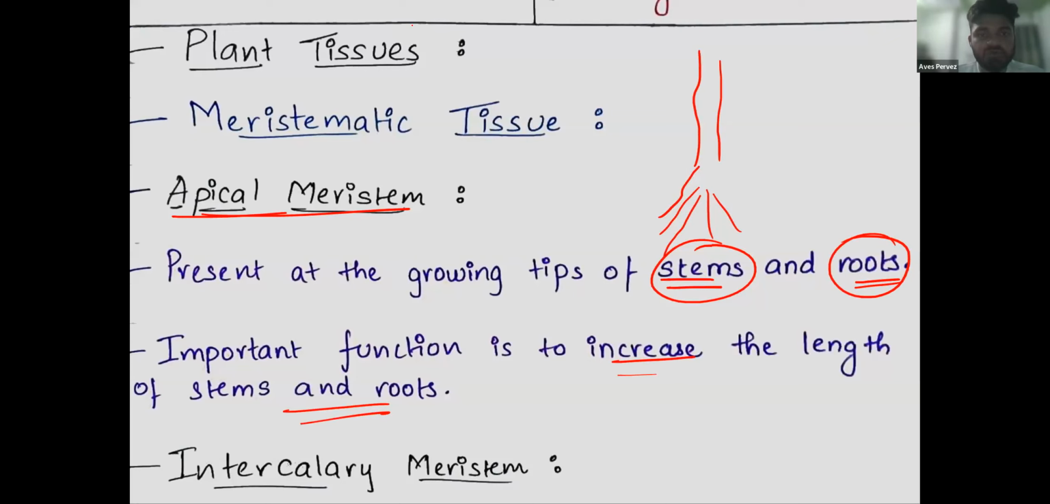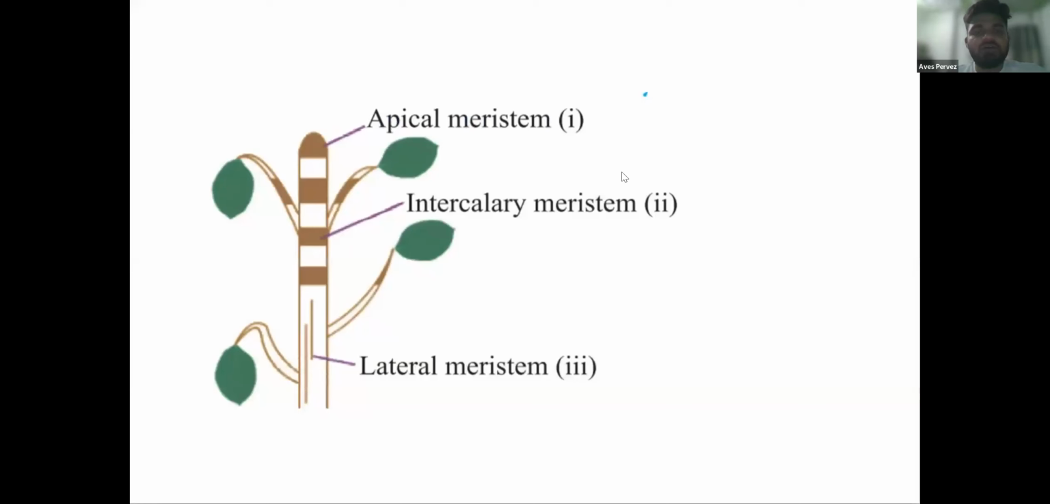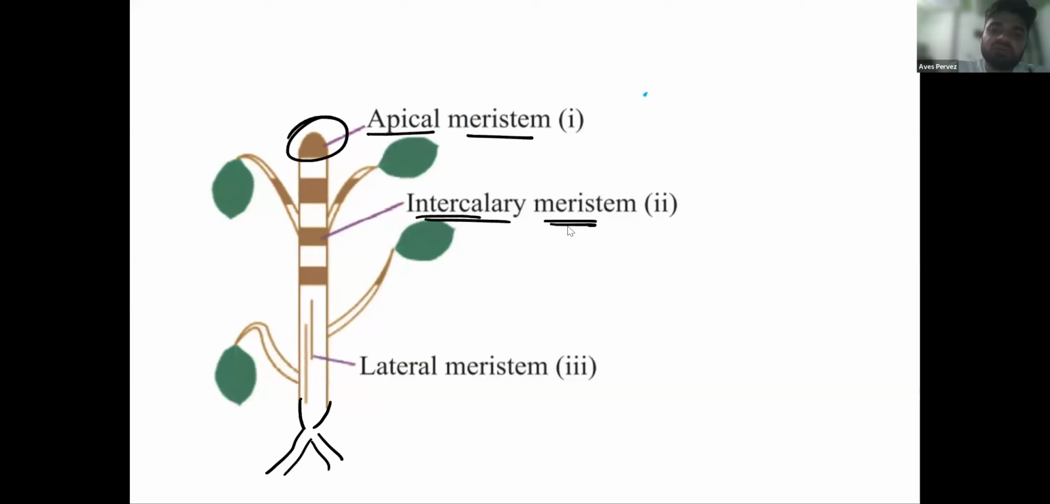So let me show you how this meristematic tissue looks. Here it is, you can watch it like this. This is the apical meristematic tissue, present at the tip and responsible for increasing the length. It is also present at the root. The intercalary tissue, the second type of tissue, is present at the nodes, from where the sideways branches come out. Please make little rough diagrams of all the three tissues on your copy.